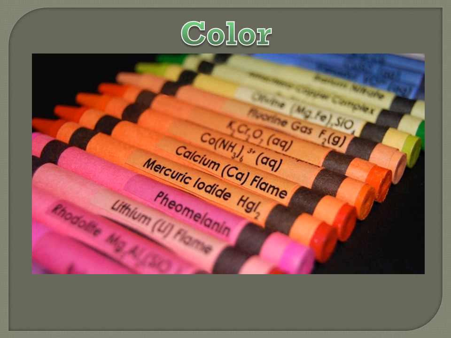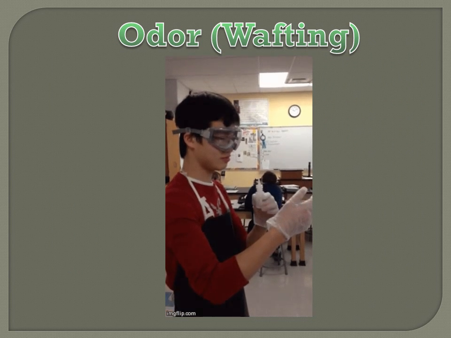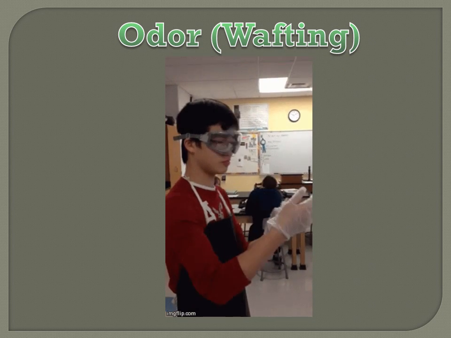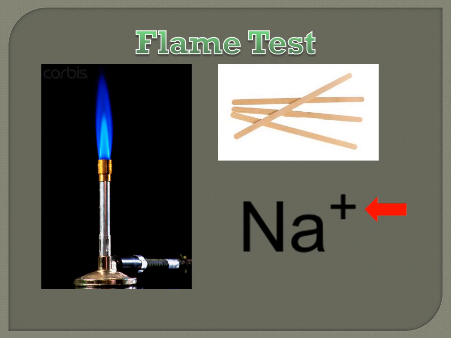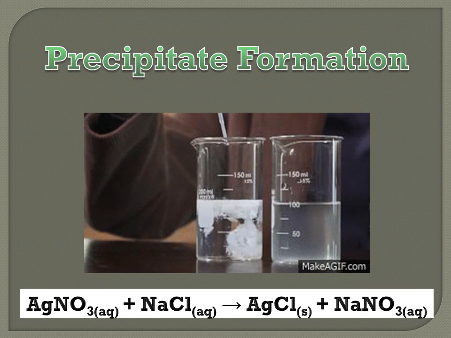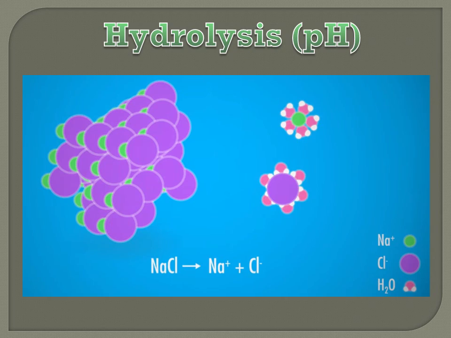The physical properties that will be involved in this lab are color and odor, which can be found by means of wafting. The chemical properties that will be involved in this lab are flame color, which is based on a compound's cation and can be found by means of flame test, and reactivity, or more specifically, precipitate reactions and hydrolysis reactions, which determine a solution's pH.